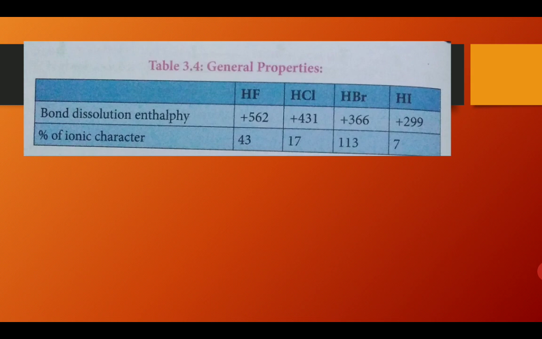The next one, general properties of all the hydrogen halides. So bond dissociation enthalpy for HF is given as 562, it goes on decreasing. HCl it is 431, HBr it is 366, HI it is 299. The percentage of ionic character, if you see, 43, 17 and 11, and finally 5 for hydrogen iodide.